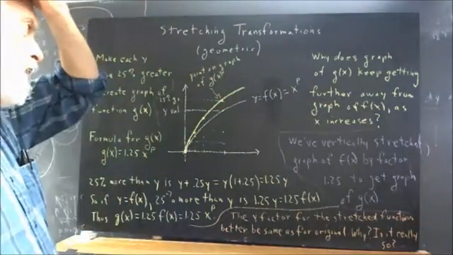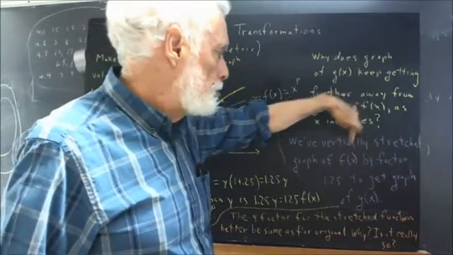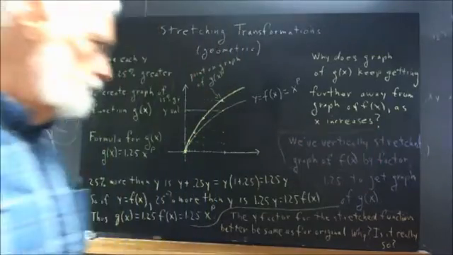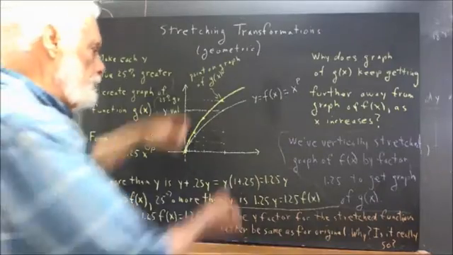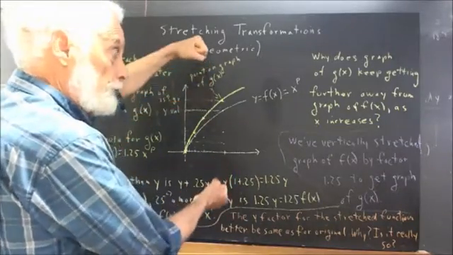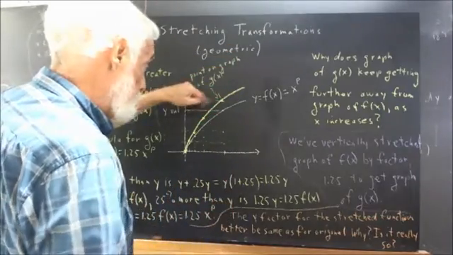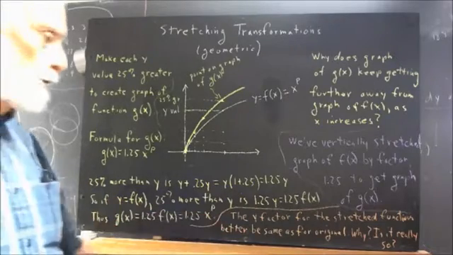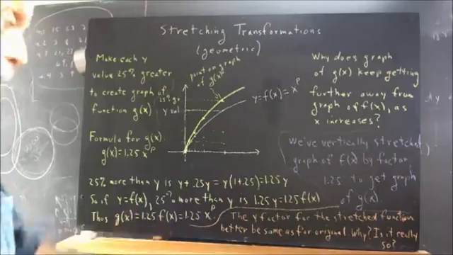Okay, now I make the comment, the terminology, that we've vertically stretched the graph of f of x by a factor of 1.25 to get the graph of g of x. This is what we mean by vertical stretch, as if we took the y-axis and stretched out all y values by 25%, we get this. Okay, now there's an additional question, but I'm going to put that in a very brief subsequent video. You're welcome to read it.